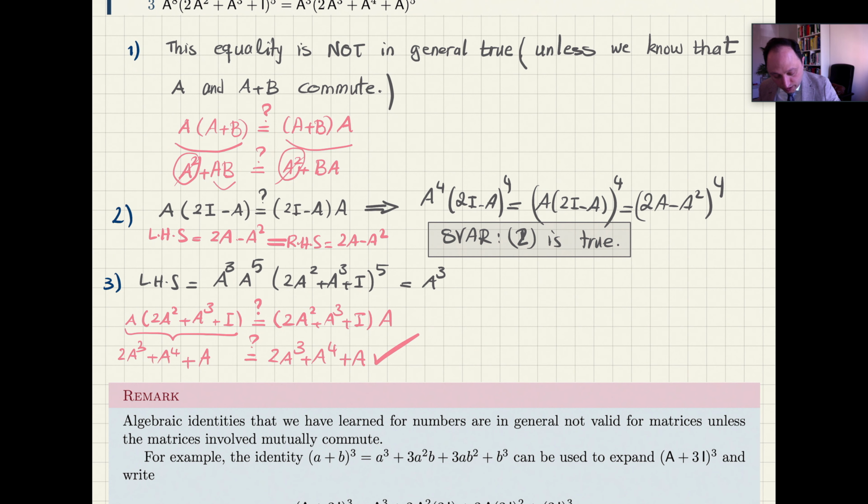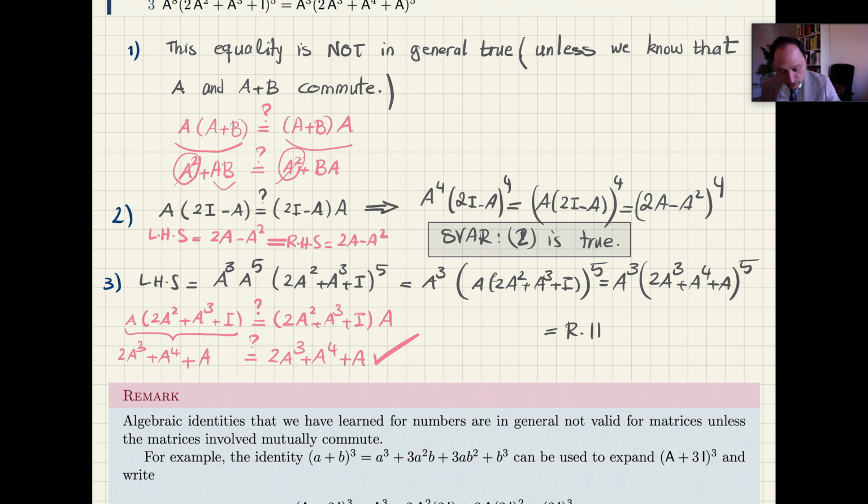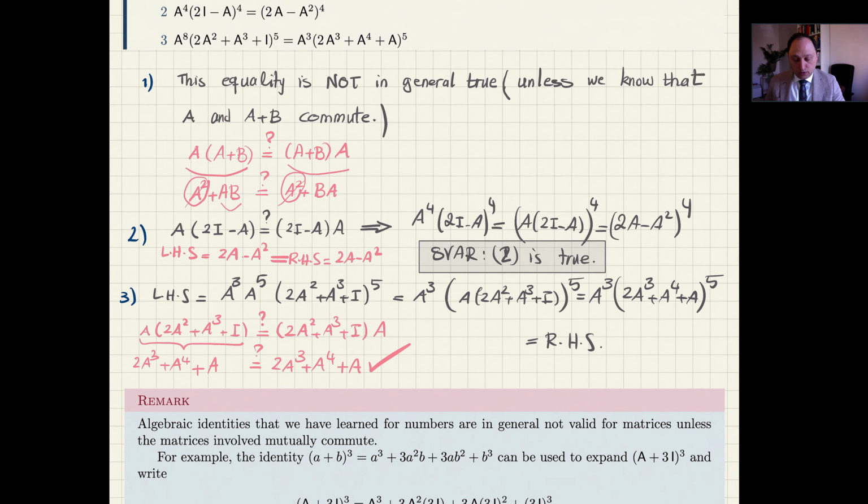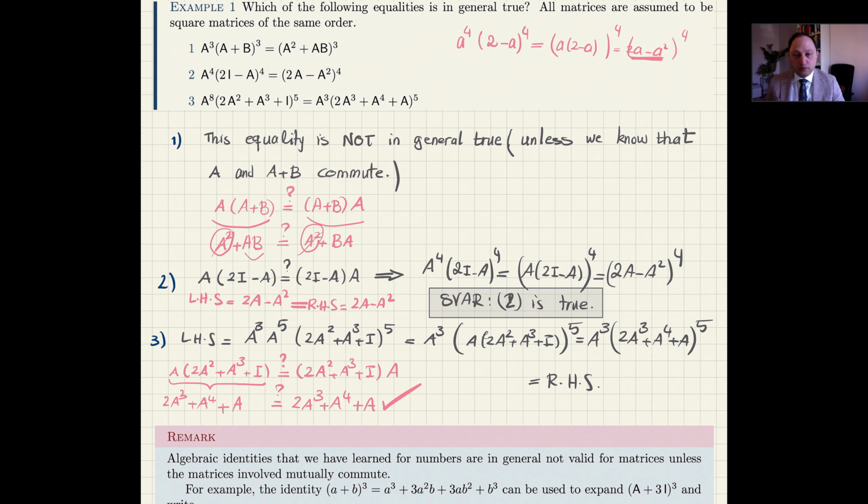So I keep a to the 3 and I use this theorem and write it in this form, and then I put the power of 5 up there, and then again I use distribution to multiply that, so it becomes (2a cubed plus a to the 4 plus a), and then finally to the power of 4, and that is the right hand side. So you see, we were able to show that this is valid in general. I don't need any extra piece of information for the matrix A. Okay, so I'm not saying that these are important problems, but these are important points that you should appreciate when you are working with matrices.